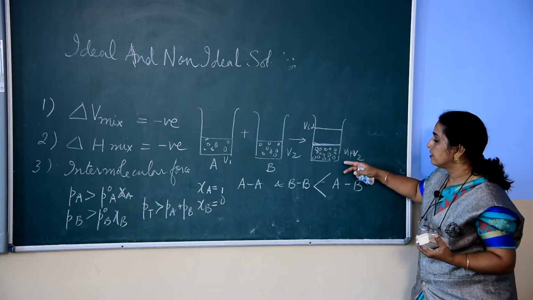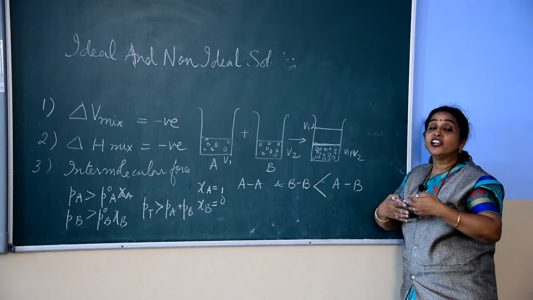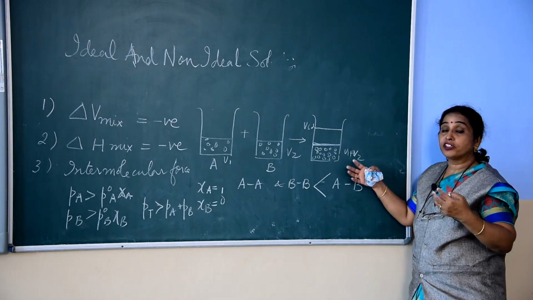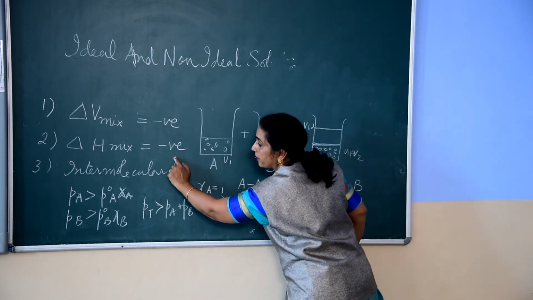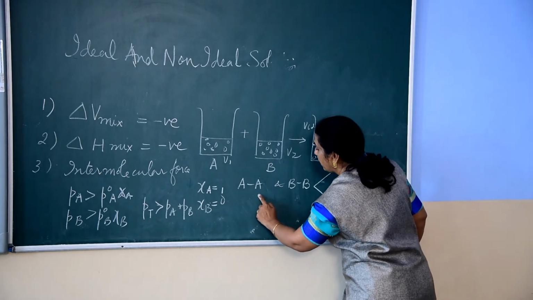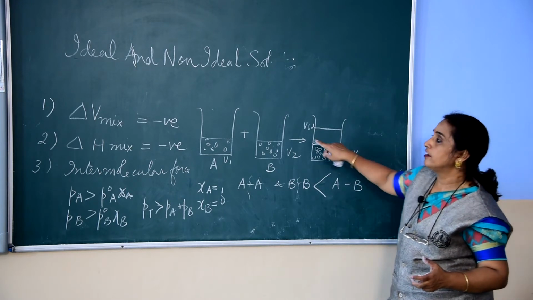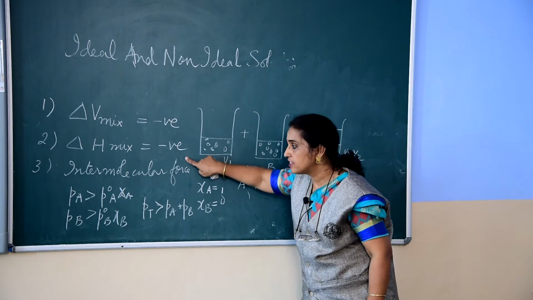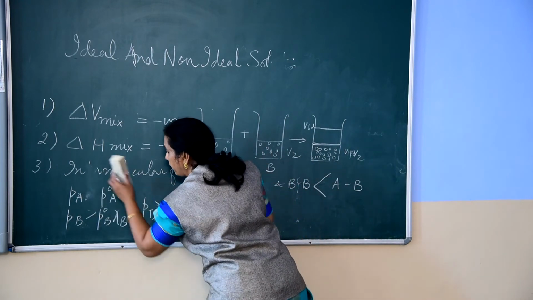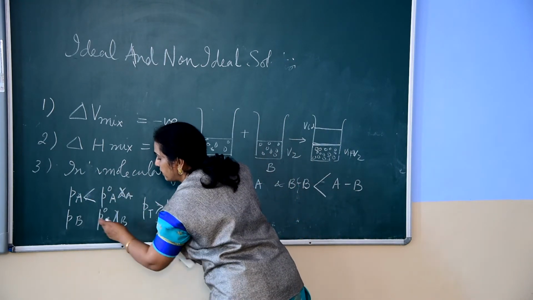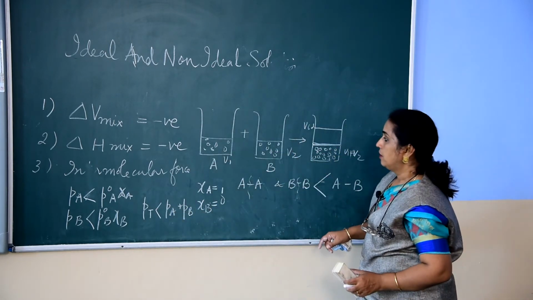So when the vapor pressure decreases, because the particles are coming closer and a stronger bond is formed, there is a decrease in the energy of the system. The solution is becoming more stable, delta H decreases, and intermolecular forces AA and BB are less than AB. So as a result, because the volume is decreasing, delta V mix is negative, delta H mix is negative, PA becomes less than P naught A XA, PB becomes less than P naught B XB, and P total becomes less than PA plus PB in this case.